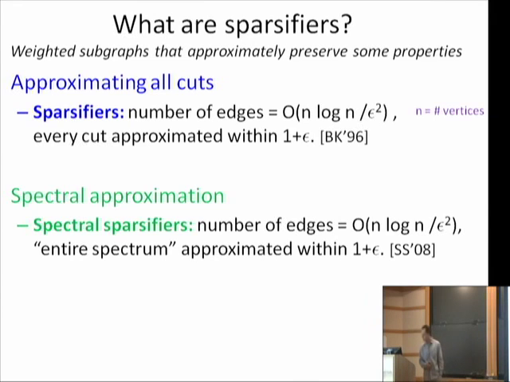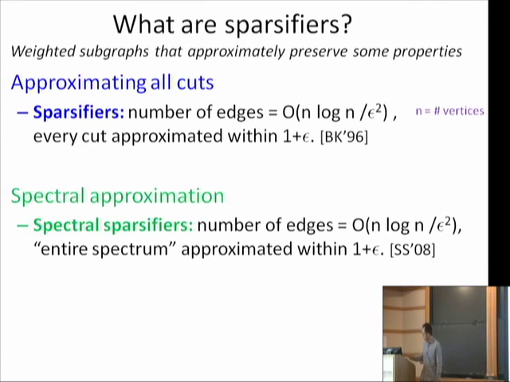A stronger notion of approximation was first studied by Spielman and Teng in their work on linear system solvers. They defined this notion of spectral approximation, which roughly means that not only are cuts preserved, but the entire spectrum of the graph is preserved to within a small multiplicative factor. And still, they require only about n log n edges.